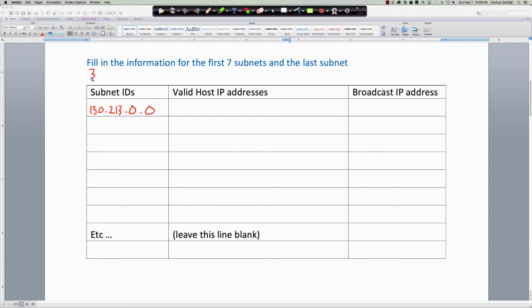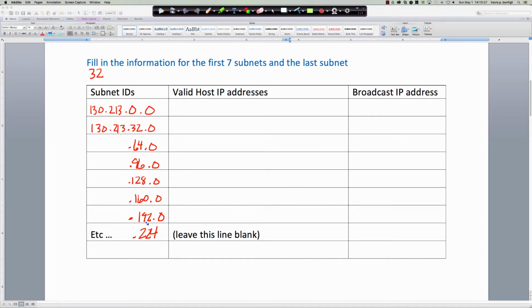So now we know the block size is 32, right? So that tells me that the next address is going to be 130.213.32.0, and then .64.0, .96.0, what do we have there? 128.0, .160.0, and then we've got .192.0, and then .224, and it said leave this one blank, but we'll go ahead and fill it in there.